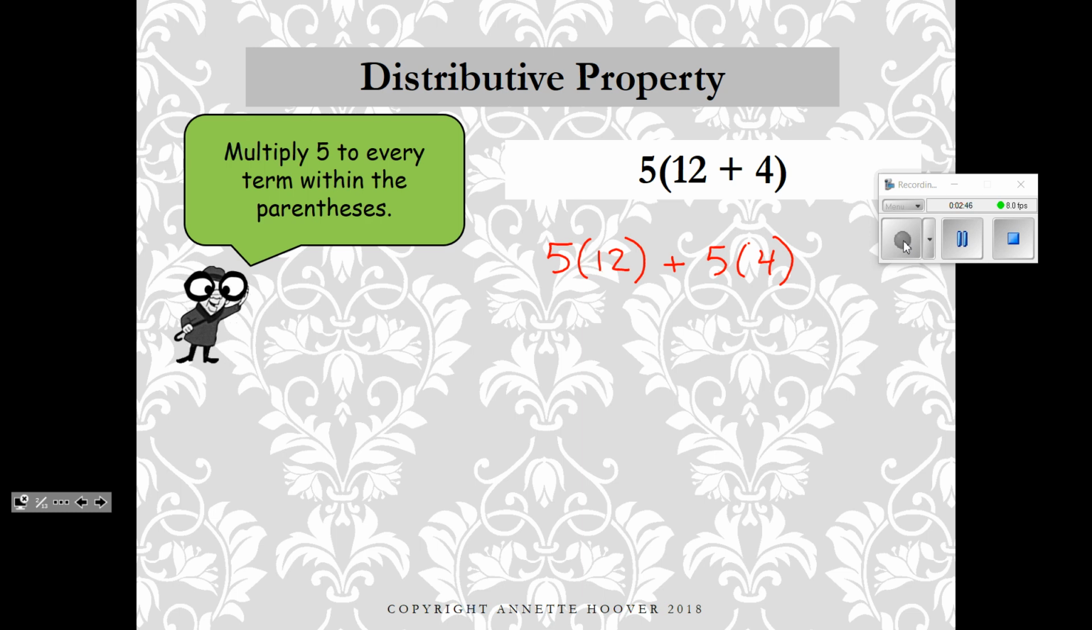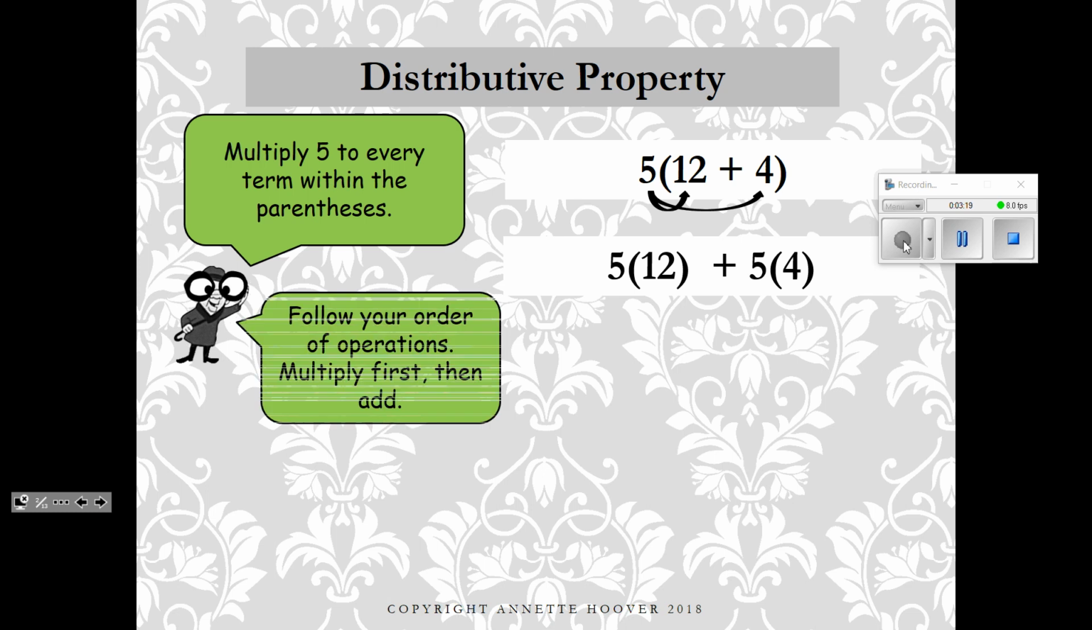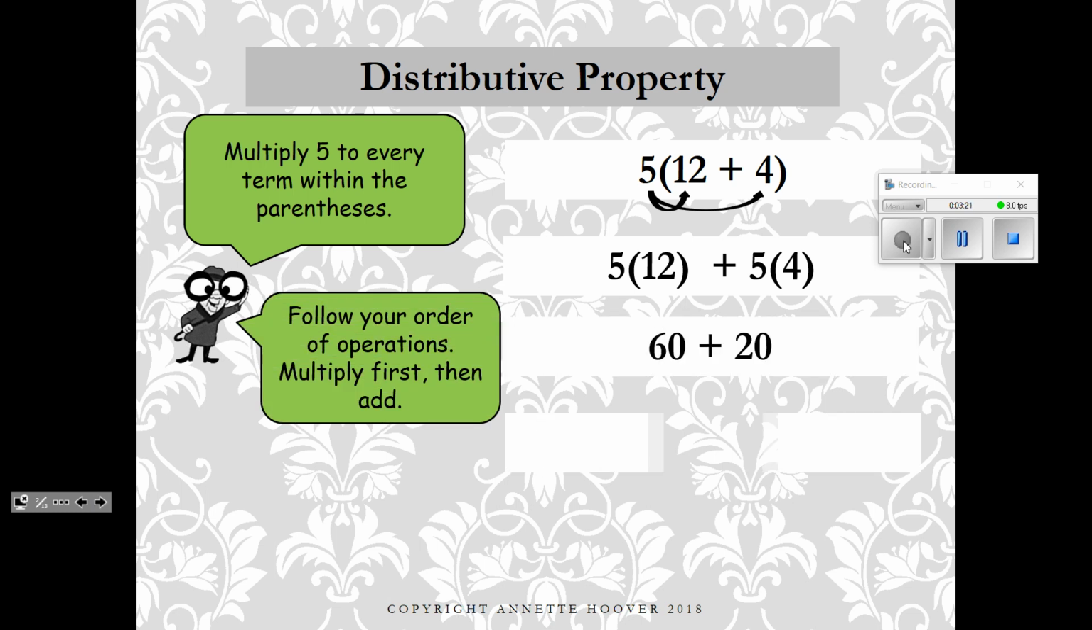When we do this, 5 times 12 is 60, 5 times 4 is 20, and the answer is 80. Now, did we get the same answer had we done our parentheses first? If we had done parentheses first, that would have been 5 times 16, and 5 times 16 is 80. We resulted in the same answer. We're just using a different technique that you will need to have when you have unknown numbers. So you're multiplying the outside term times each term inside the parentheses and bringing down the sign, and then you follow your order of operations.